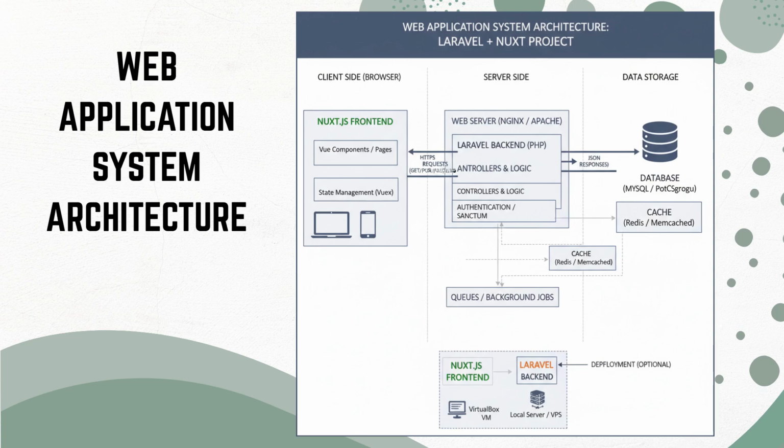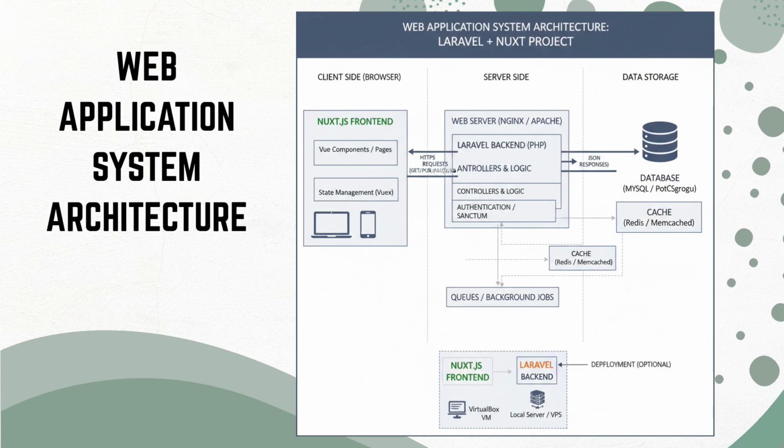The core concept of this architecture is a decoupled application where the client side and server side operate independently, communicating via APIs. The user's browser running the Nuxt.js frontend initiates the flow by sending secure HTTP requests to the server whenever the action requires data or state change.